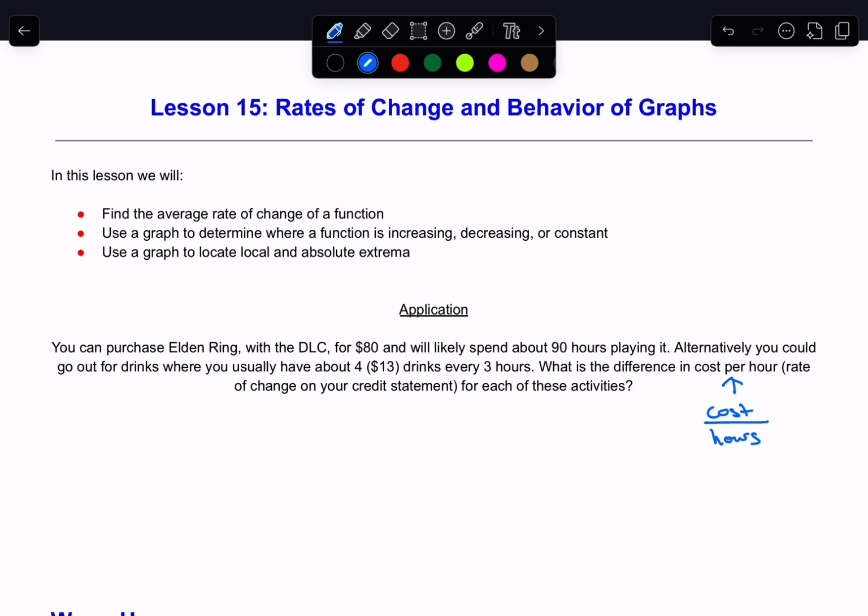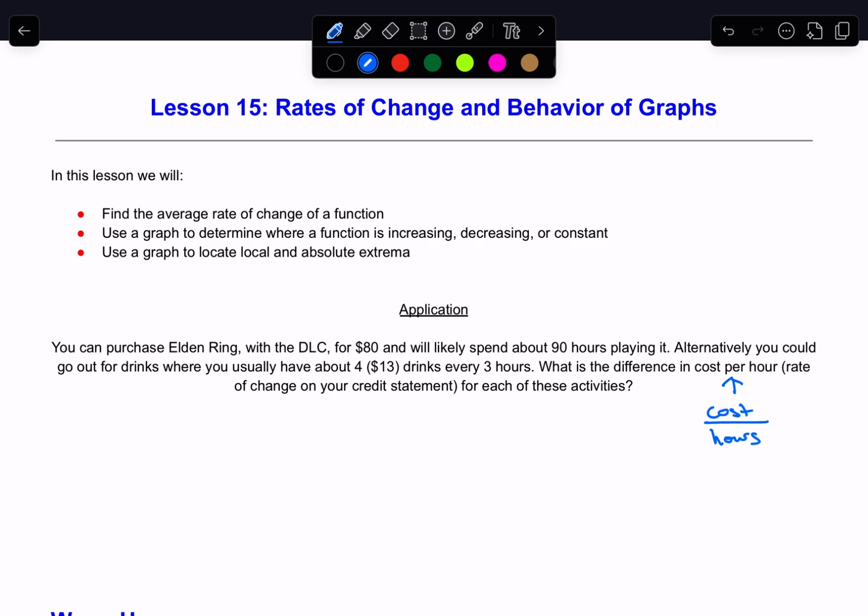Welcome back, students. Today we are doing lesson 15, which is rates of change and behavior of graphs. Rates of change, fancy phrase, it really just means slope between 2 points. And really, we're calculating average rates of change, which again is the slope between 2 points. So we know the slope formula already. That'll make today's lesson a lot easier than it would be if you didn't already know the slope formula.